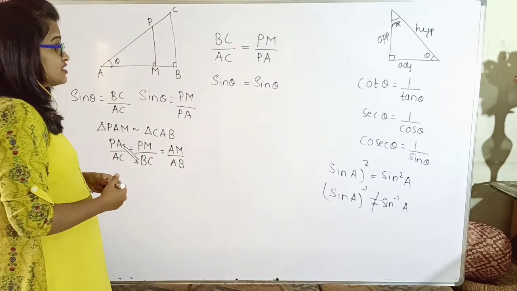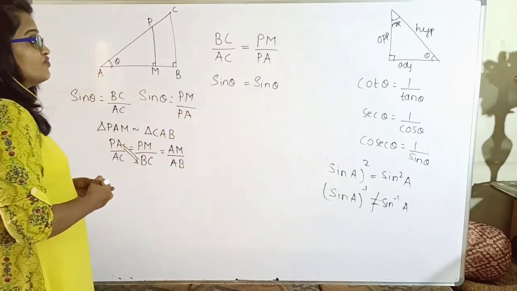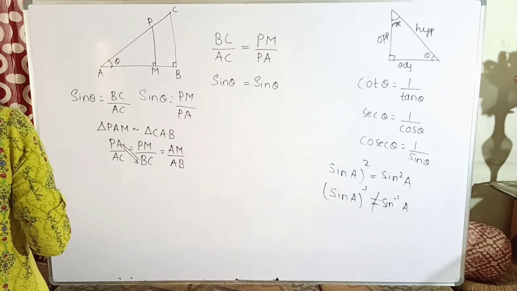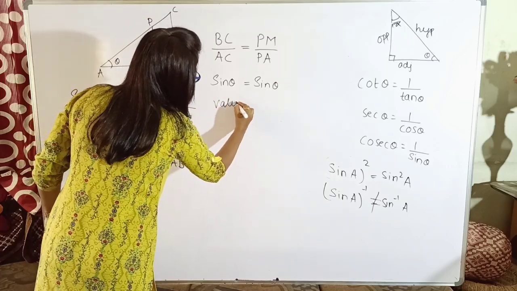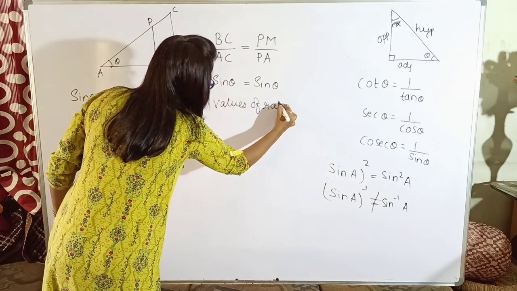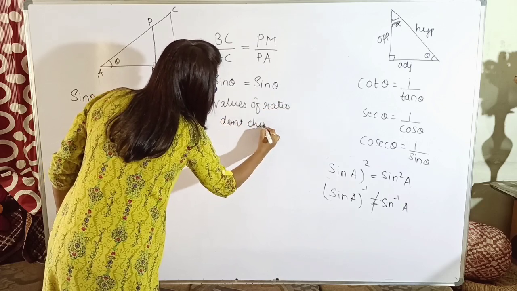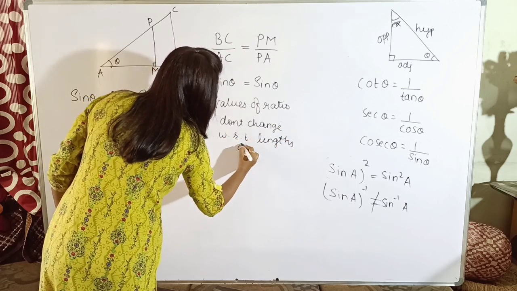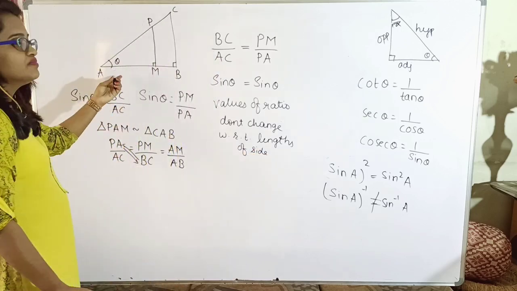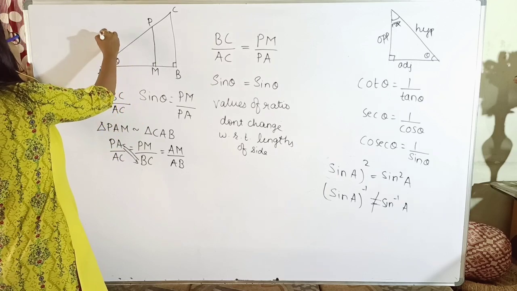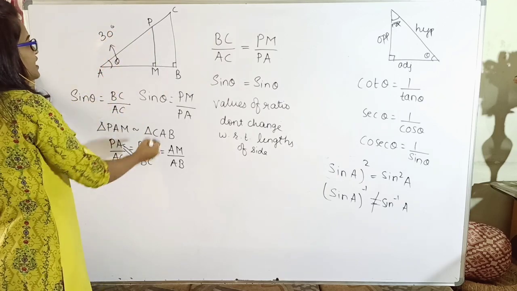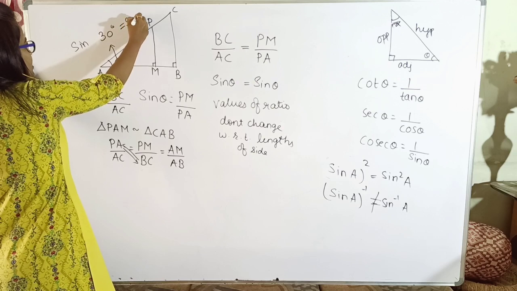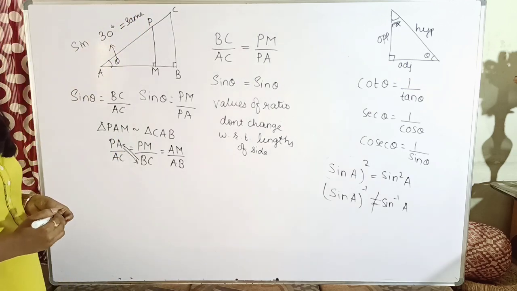Yes, so what you can say is that the value of the ratios doesn't change with respect to the lengths of the sides of the triangle. So if I have to find the value of some angle, for example if I take theta to be 30 degrees, whether it is present in triangle PAM or triangle CAB, the value of sine 30 will always remain the same, irrespective of which triangle you are considering.